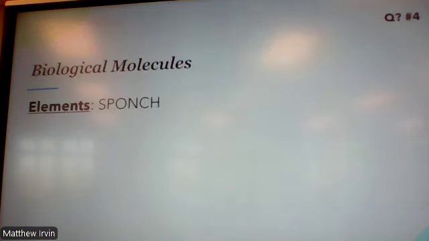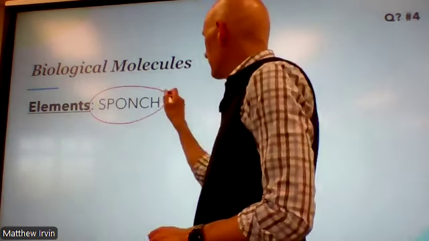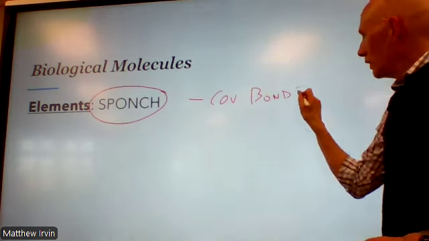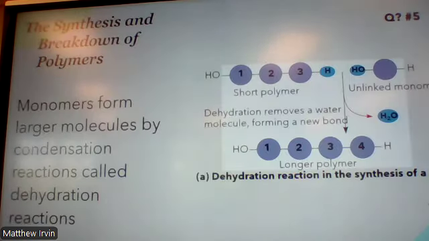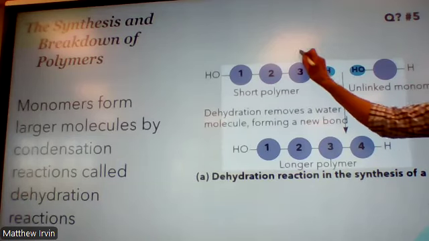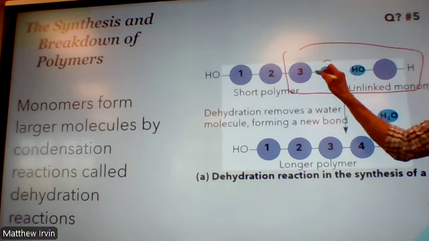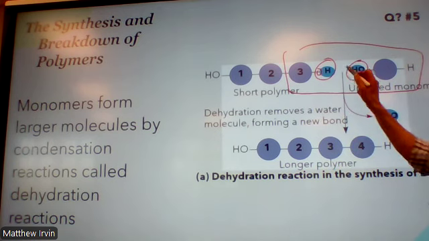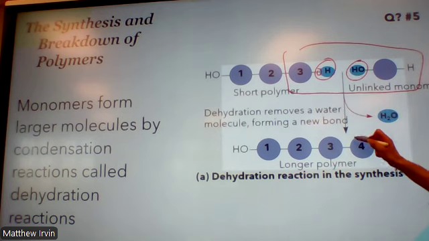All right, our biological molecules. Our biological elements are the SPONCH elements. Remember, these are all held together by covalent bonds. When we are building biological molecules, we use the process of dehydration synthesis. So we've got a hydrogen and a hydroxyl, or maybe another hydroxyl. We remove a water, and that forms a bond between them.